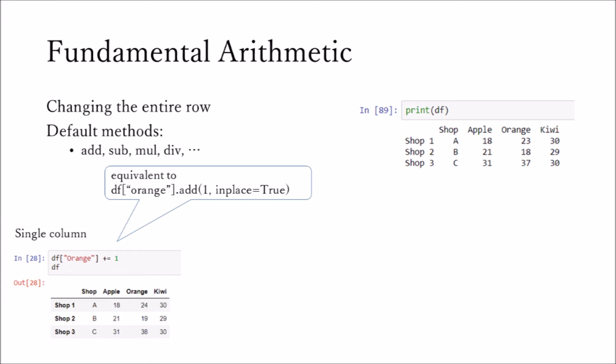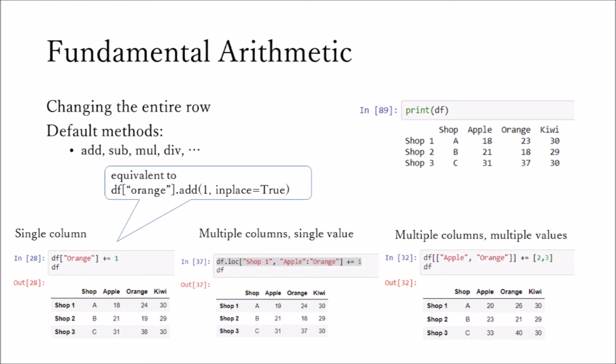As shown in the example below, we can simply type df orange plus equal 1, then it means all the data along the column orange will be added by 1. We can also operate multiple columns by using the list notation we have introduced in Chapter 3. Then Pandas will apply the operation to all columns you provided.